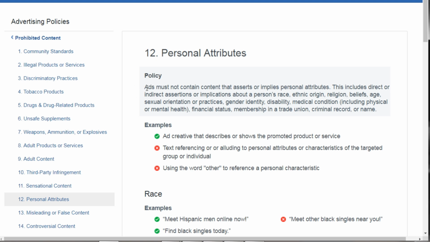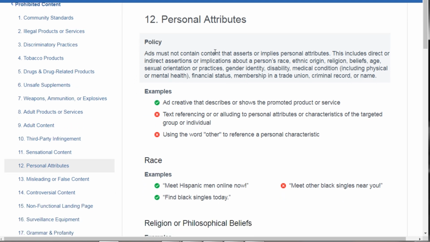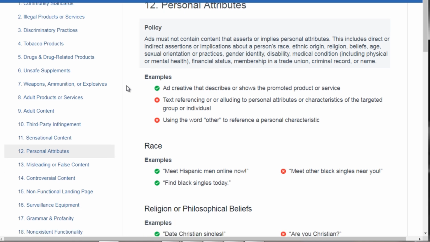So basically it says policy, ads must not contain content that asserts or implies a person's race, ethnic origin, religion, beliefs, age, sexual orientation, mental status, financial status, or anything. So what's nice about this is Facebook gives you some examples. For example, ad creative that describes or shows the promoted product or service. So you can talk about your product and service all you want, but what you cannot do is refer to somebody and basically say, hey, meet so-and-so.